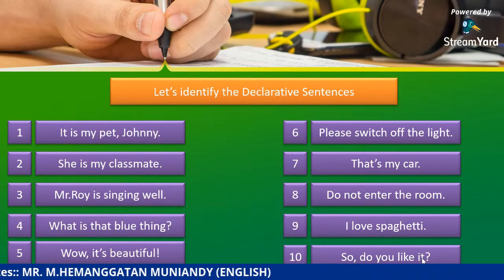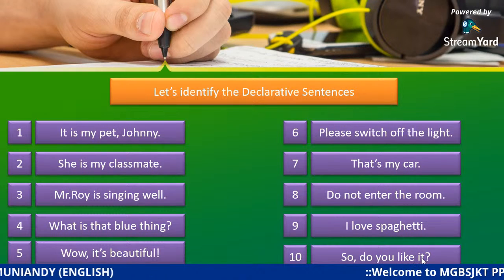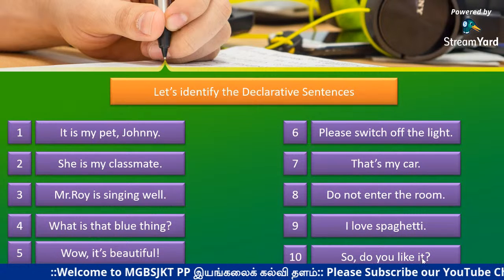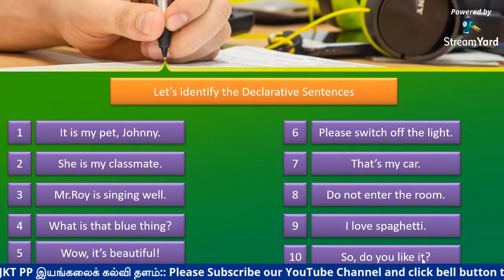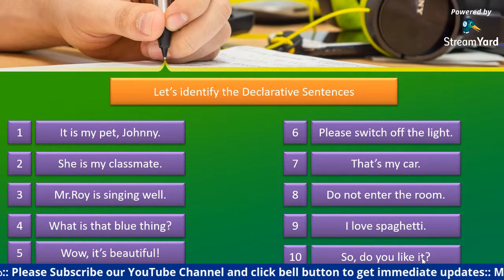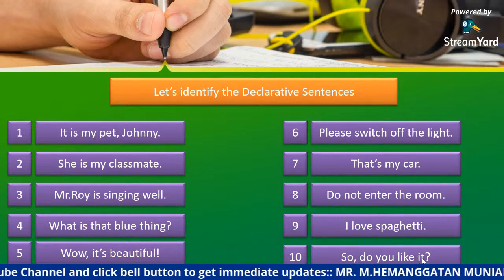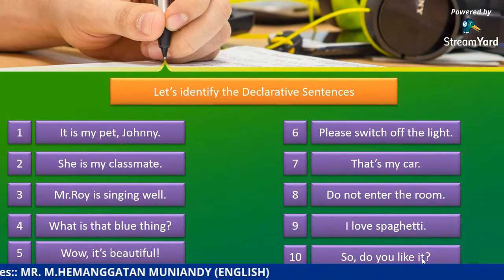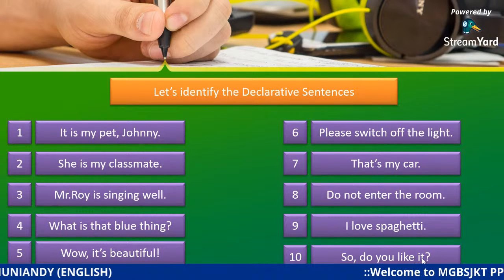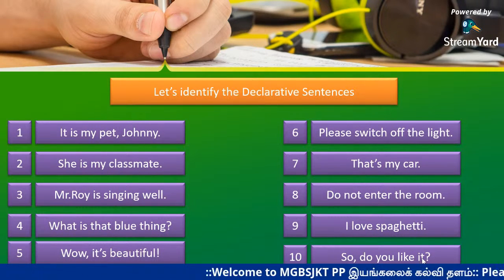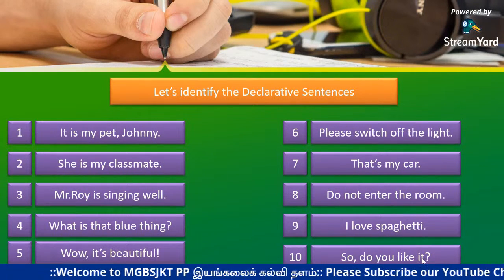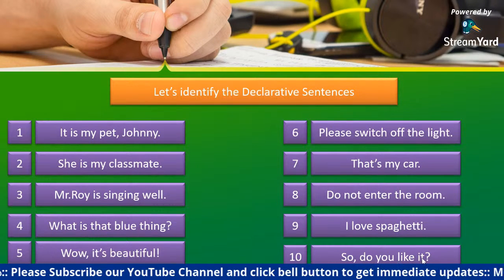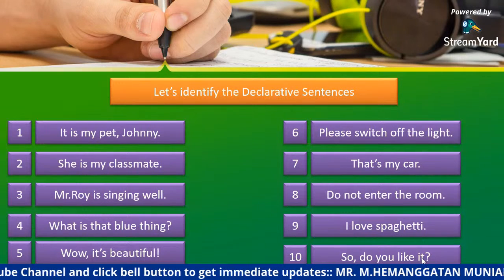The first sentence, it is my pet Johnny. Do you think it's a declarative sentence? Declarative must have information in it. It is my pet Johnny. Number two, she is my classmate. Oh, she's your classmate. Thank you for the information. Number three, Mr. Roy is singing well. Four, what is that blue thing? I can see a question mark there, so I don't think it's a declarative sentence, but tell me what you think. Number five, wow, it's beautiful. I can see some emotion here in this sentence.